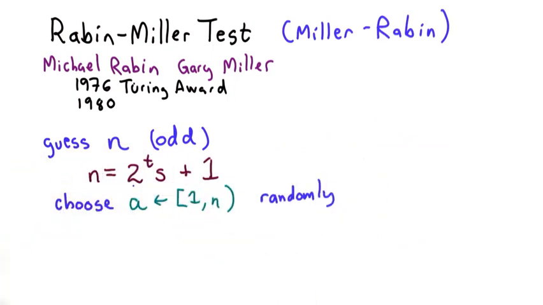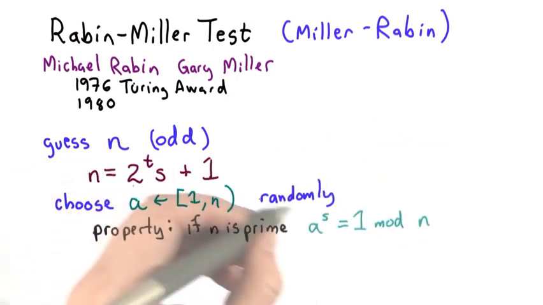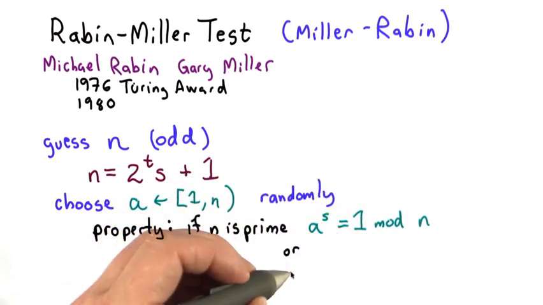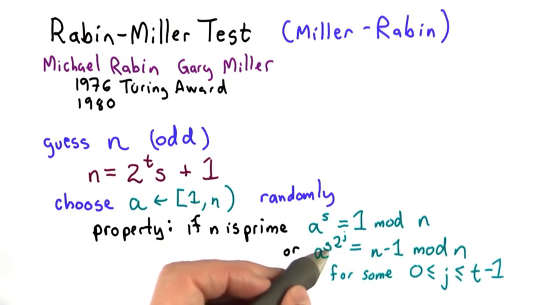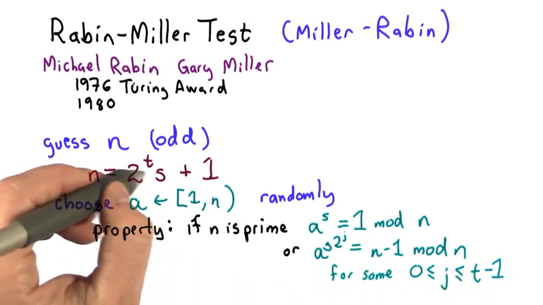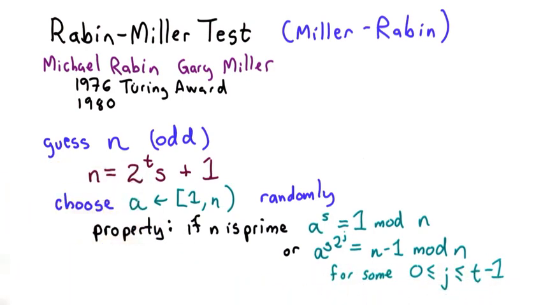Next, we're going to choose some random a value in the range from 1 to n minus 1. If n is prime, we know that either a to the s is equal to 1 mod n, or we know that a to the s times 2 to the j is equal to n minus 1 mod n for some j, and the j values are in the range from 0 to t minus 1, which is the power here. And that's a big advantage, that we only need to try a small number of values. If we don't find any value that satisfies this, we know it's composite.